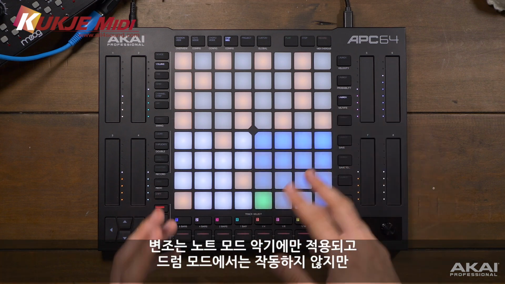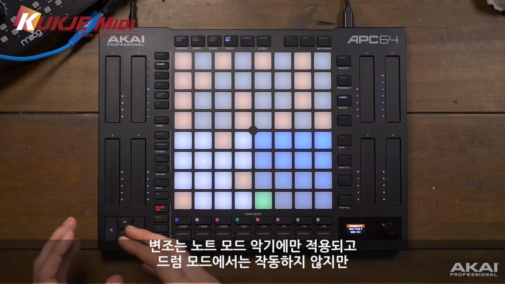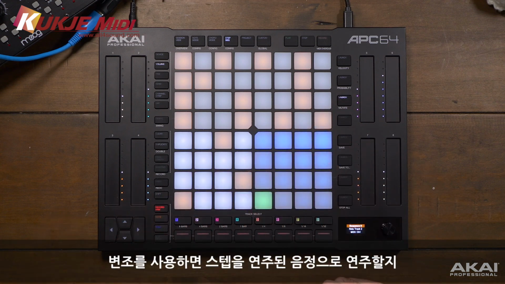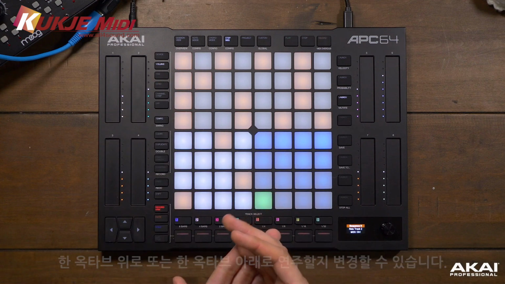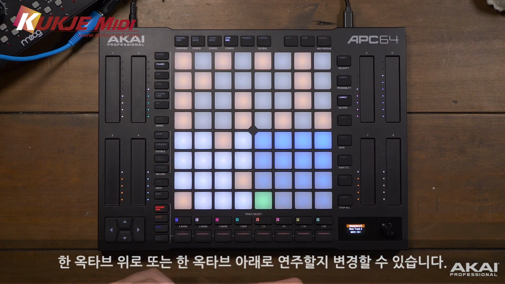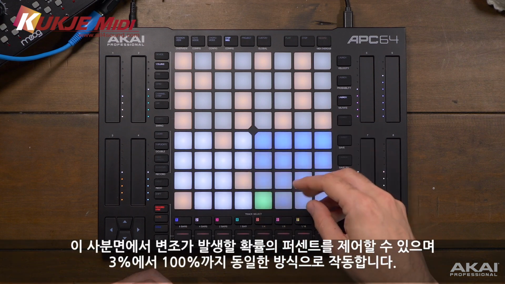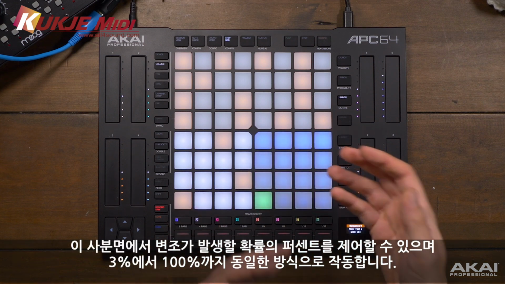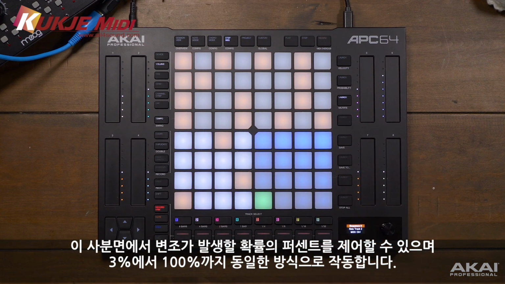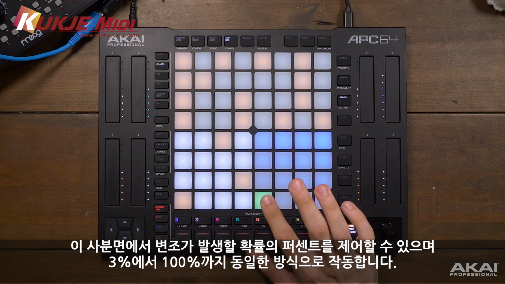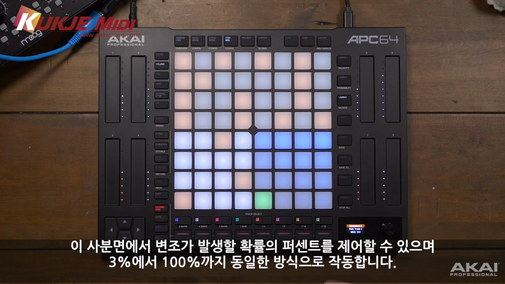Mutate is exclusive to note mode instruments. It won't work in drum mode. But with mutate, we can change whether or not a step will be performed at its played pitch or at an octave up or an octave down. We have control over the percentage of the chance whether or not a mutation happens here in this quadrant. And it works the same exact way where we have from 3% to 100% chance.